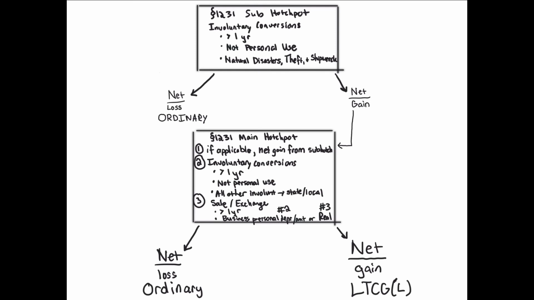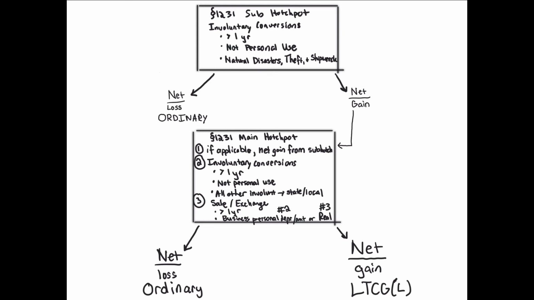However, section 1231 is a special rule that says, hey, we're going to allow certain involuntary conversions of property to be treated as capital gain or ordinary loss, but you have to hold it for more than a year. Can't be personal use. Natural disaster, theft, and shipwreck, that all goes in the sub-Hodge Pot. So we always start the sub-Hodge Pot first. We then net. If it results in a loss, everything in the sub-Hodge Pot is ordinary. Results in a gain, everything goes to the main Hodge Pot.